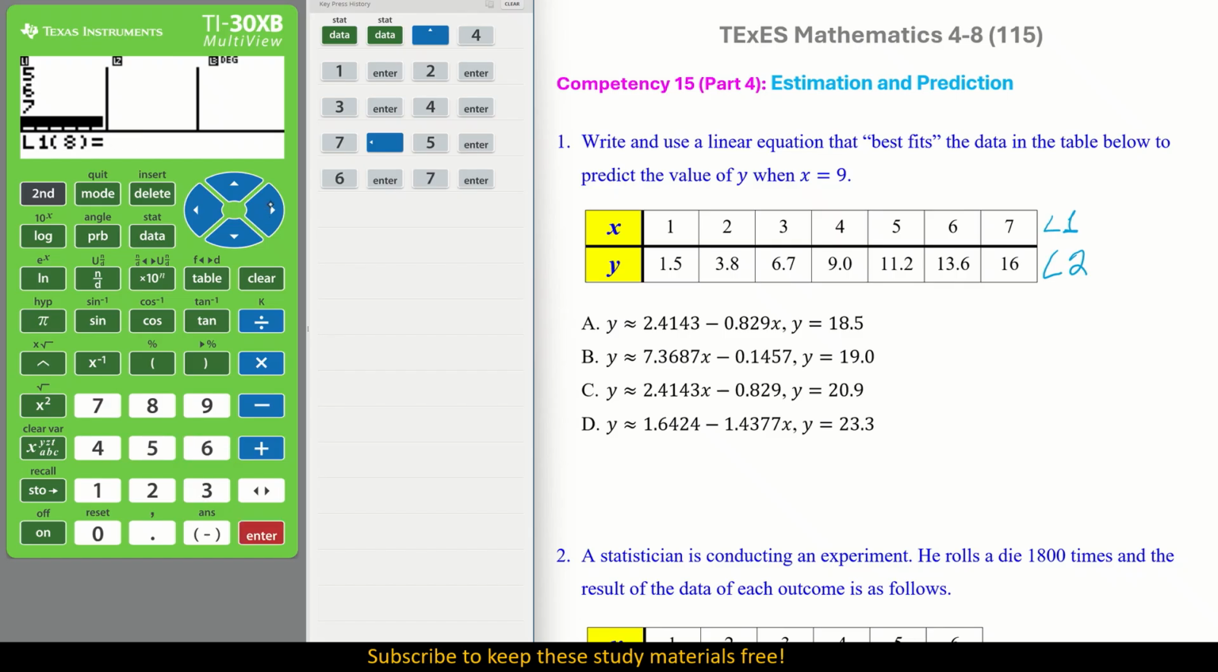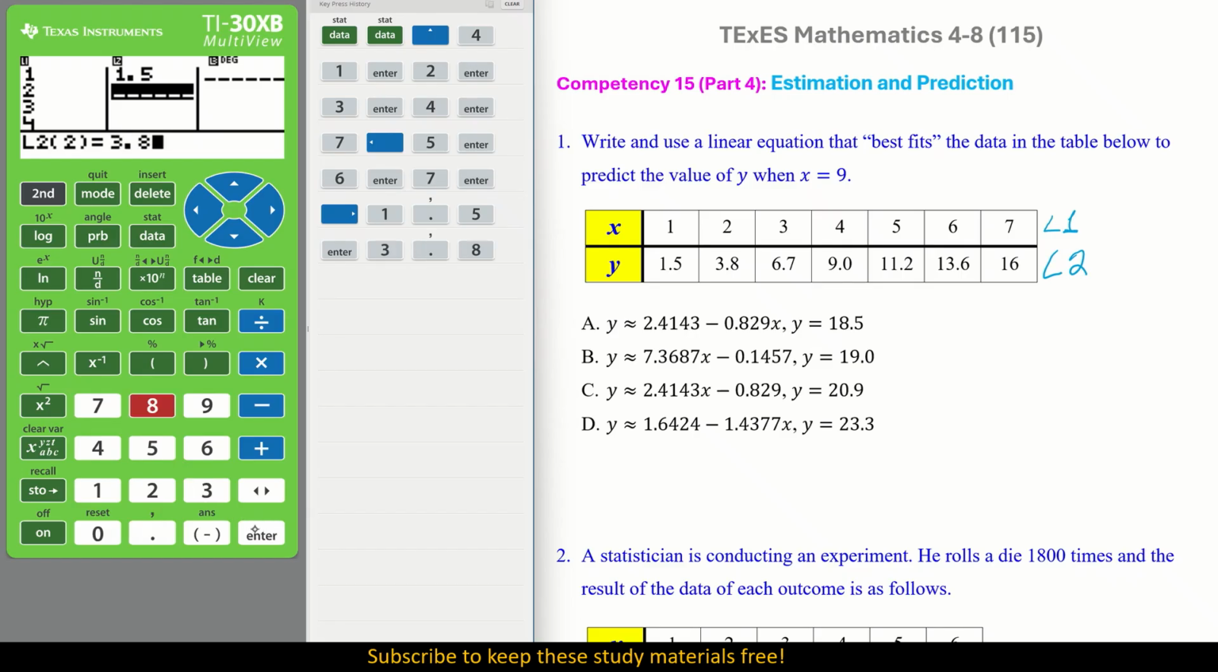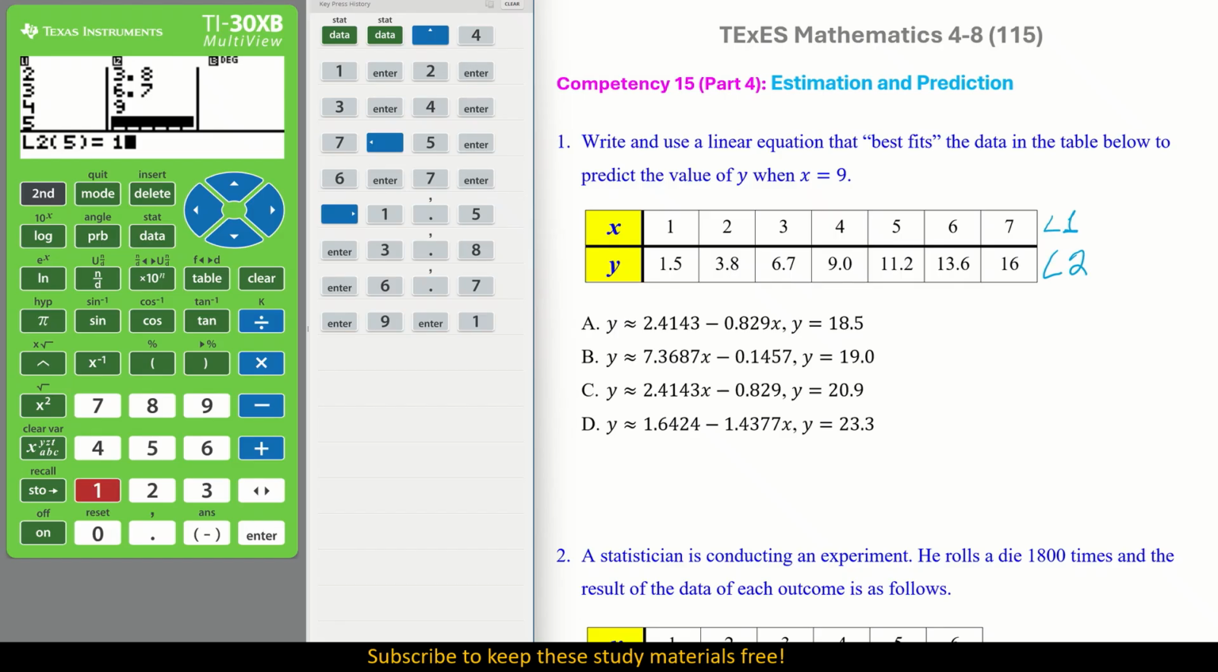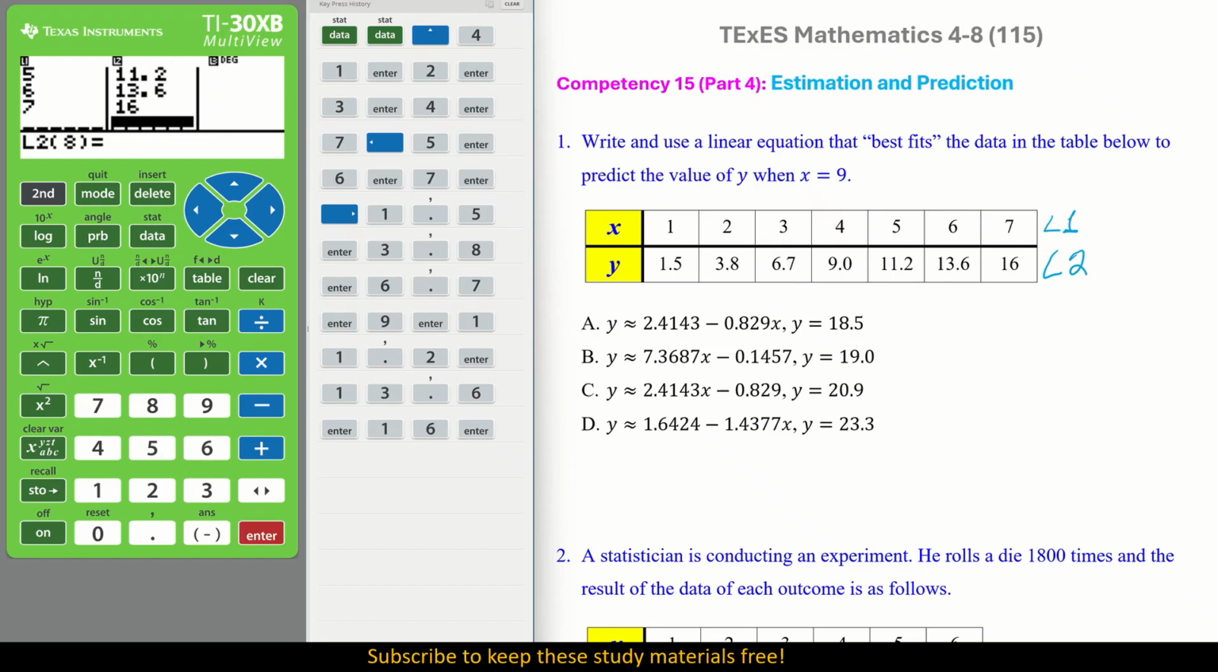Now, do the right arrow, and we have 1.5, 3.8, 6.7, and 9. You don't need the 0.0, it's not necessary. 11.2, 13.6, and then 16. Okay, and that should populate correctly.